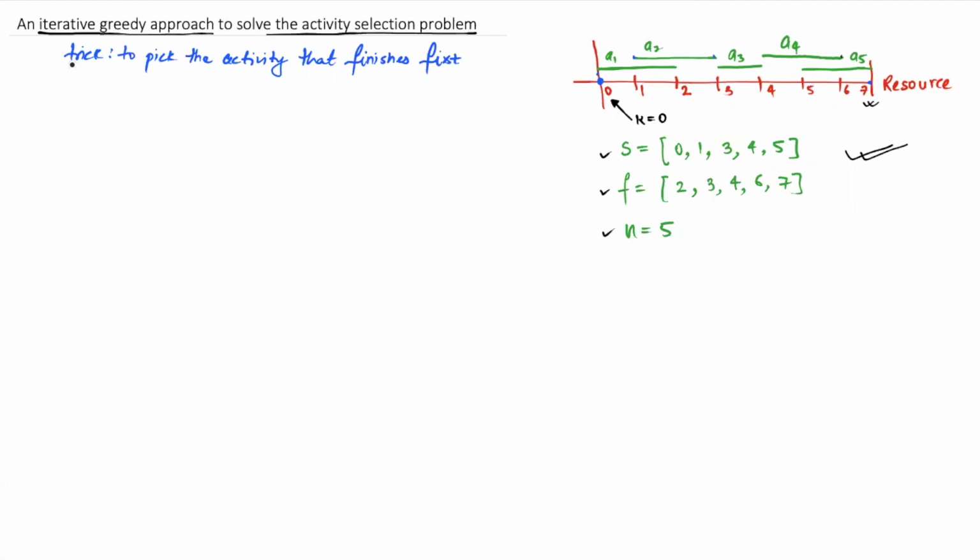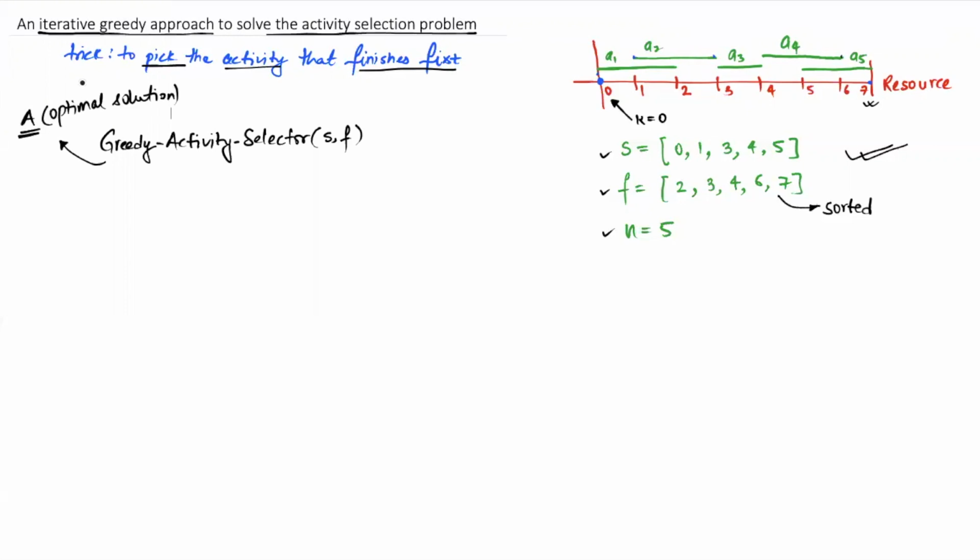Once again, the trick in all the greedy approaches is to pick the activity that finishes first. So remember that the activities are sorted by their finish times, and the idea is to pick the activity that finishes first. So what we would like to do is implement this algorithm, greedy activity selector, that takes our list of start times and finish times as input. And what this is expected to return is this set A, the maximum size set of mutually compatible activities, which is our optimal solution.